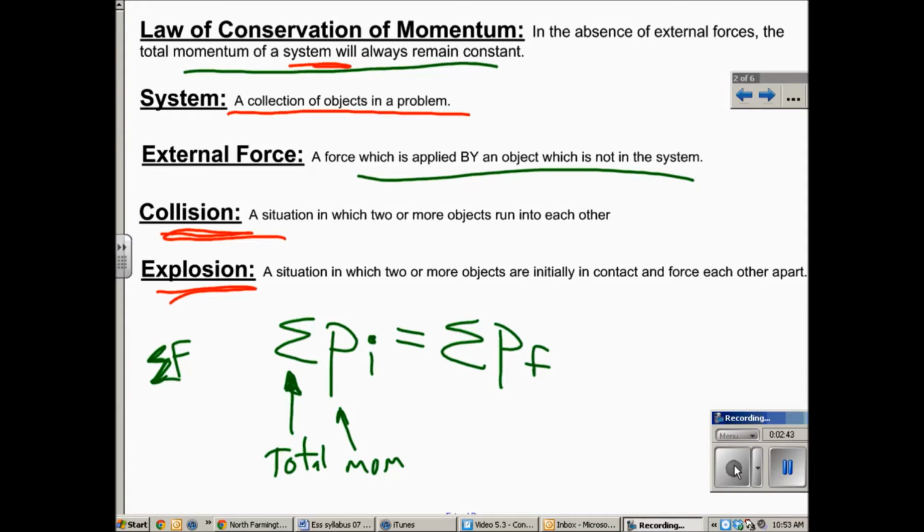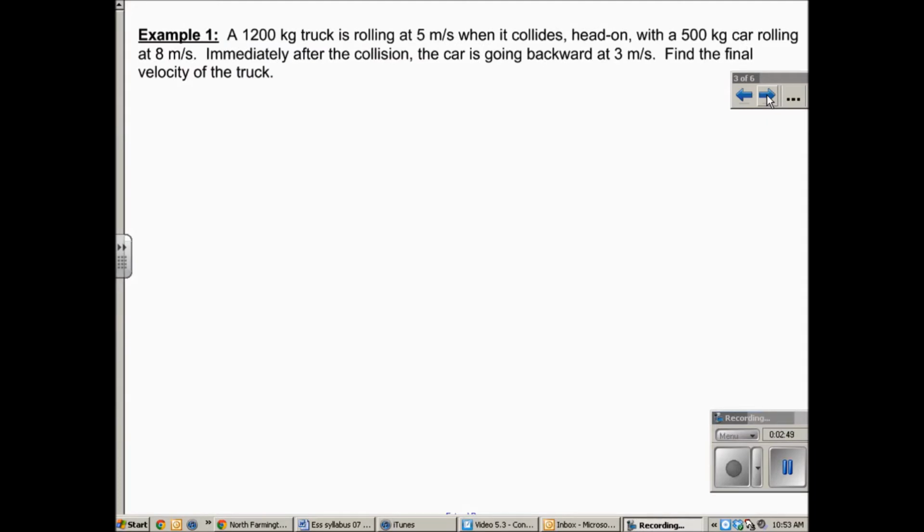This is probably easiest to understand if I just do an example. I'm actually going to do the first example two different times. The first time I am going to at least try to introduce you to the concept, and then I'm going to go back and show you a more streamlined way of solving it. Okay, so here we go.